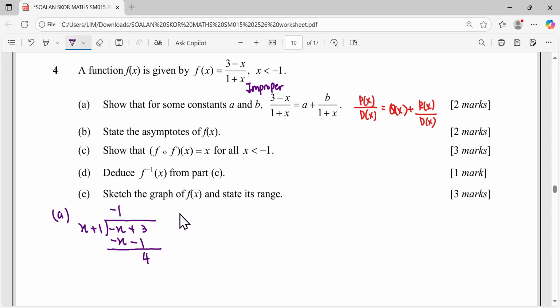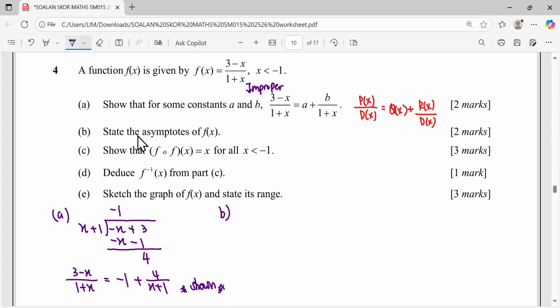Therefore, your polynomial is 3 minus x, and your divisor is 1 plus x. After long division, the quotient is negative 1 and the remainder is 4. The divisor here is x plus 1. So that is the form that you have here. Alright, so this is shown in the proper fraction form.